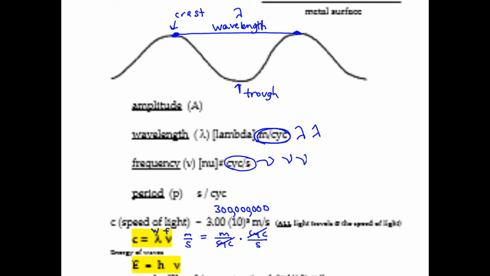Now here's something that seems obvious, but this is always a trick question that kids fall prey to. All light travels at the speed of light. Any light is going to travel at this speed, 3 times 10 to the 8th meters per second, in a vacuum, technically. Okay, let's move this up and talk about the energy of waves.